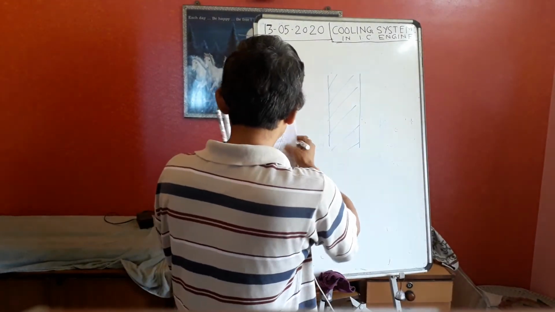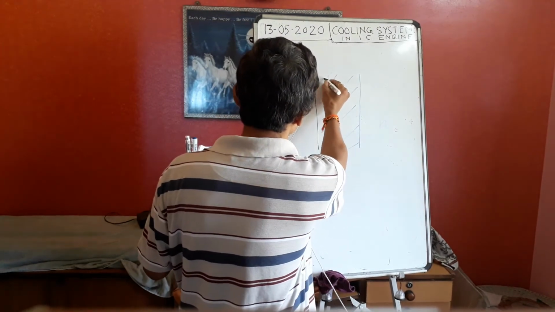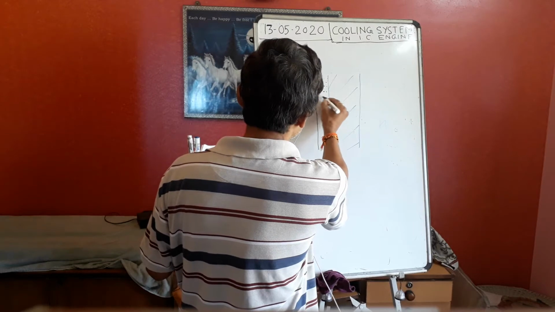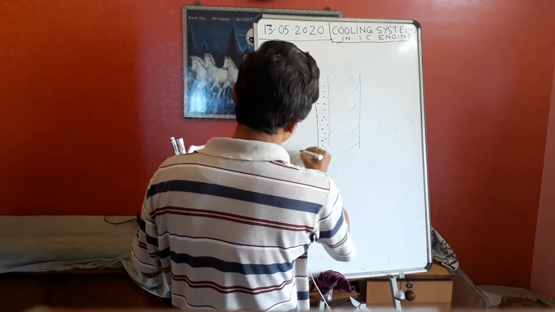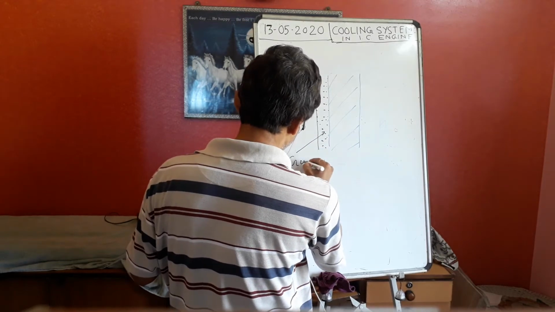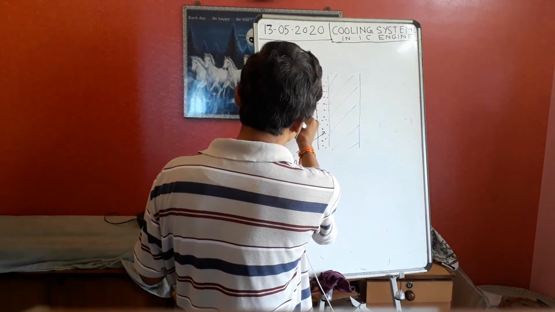This portion is the hot flue gases. From heat transfer we know there will be some gas film here. This is the gas film, because hot gas is there.